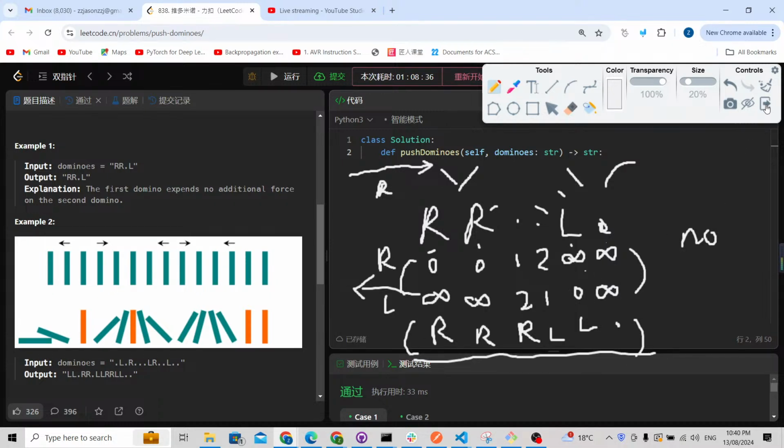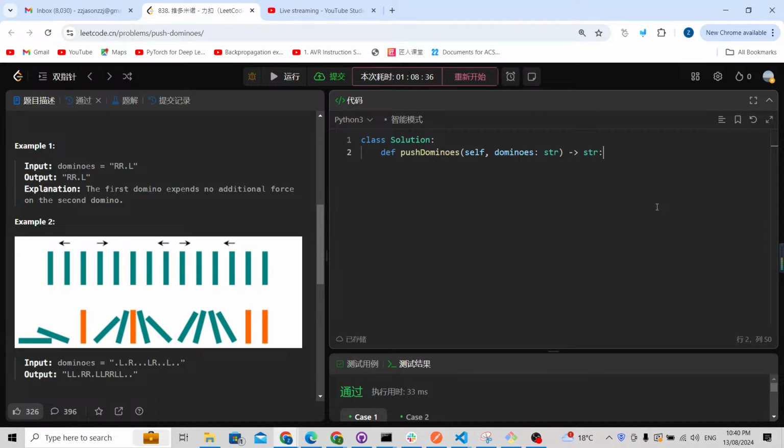So if you understand the simulation, now we can just start coding. We're gonna prepare the length of the dominoes. And now I want to prepare a right array and a left array. I'm gonna set it to be infinity times 0, and I'm gonna prepare a current. Because for the right array, I'm gonna loop through from the left to the right. So I'm gonna set infinity for the current position, and then I'm gonna loop through it.